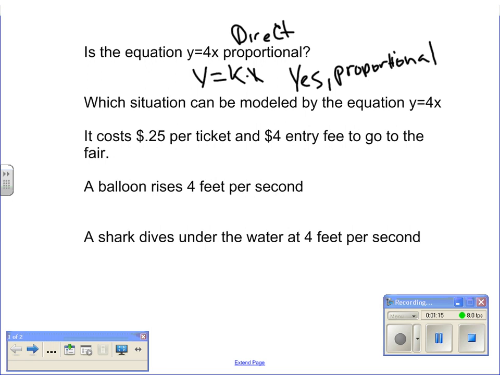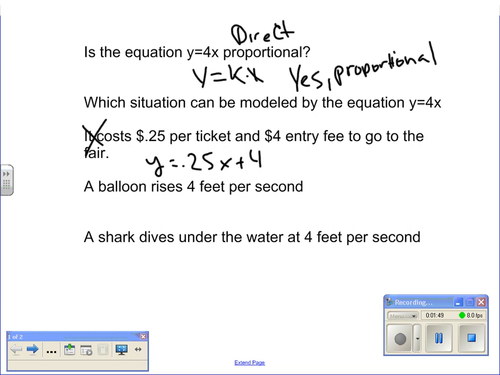Now we want to know which situation can be modeled by the equation y equals 4x. So first of all, we were presented with it costs 25 cents per ticket and a $4 entry fee. Well, we see the $4 in there, but we're not increasing by $4. Plus, we have this 25 cents per ticket, right? So this would actually be y equals 0.25x plus 4. So that's not it, right? That's not it. So let's see down here.